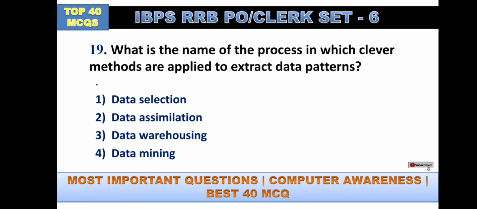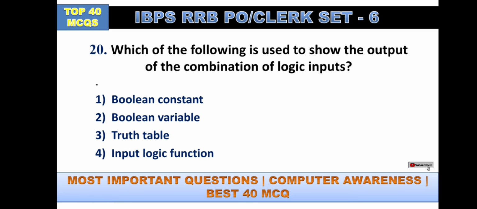Okay. What is the name of the process in which clever methods are applied to extract data patterns? So we use data mining. We use data mining to extract data patterns. Question number 20. See, which of the following is used to show the output of the combination of logic inputs? So for output we use a truth table. So a truth table shows the output. Okay.